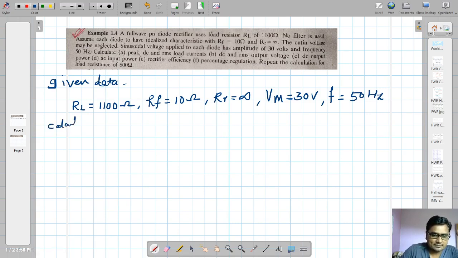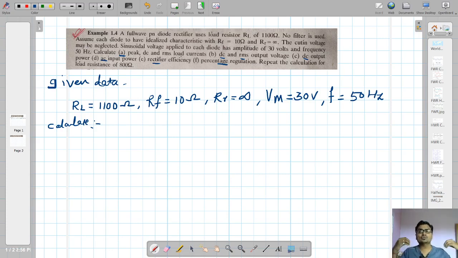Look at this, calculate first the peak, DC and RMS. Look at this, 1, 2, 3. In this first part A, they want three values. Then here it is 4, 5, then here it is 6, 7, 8, 9. See, a total of 9 parameters we have to calculate.